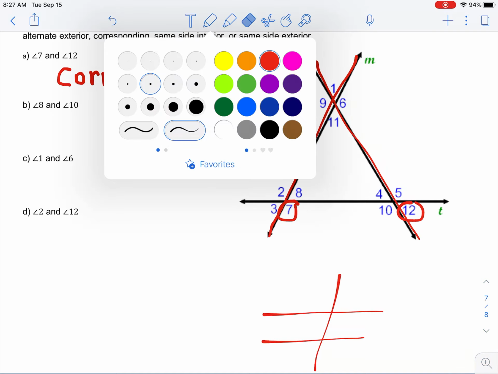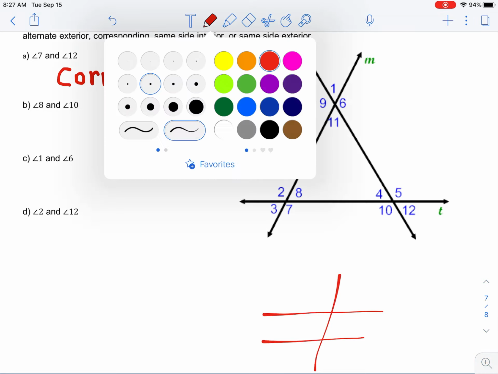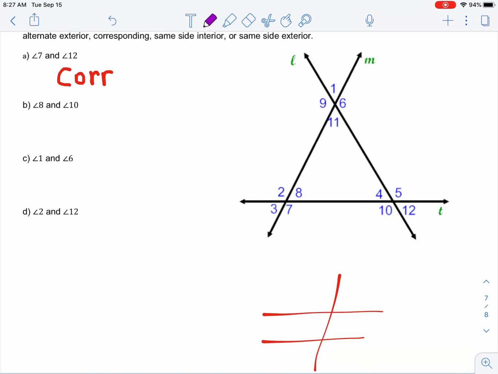So again, we want to go through the process and ask ourselves, are they both inside or both outside? If they're both inside, it's got to be one of the interiors. If they're both outside, it's got to be one of the exterior ones. If it's one of each, then it typically falls in the corresponding. All right, let's do 8 and 10. Here's a line, here's a line. 8 and 10 are both in between the two purple lines, so it's got to be something with interior. My options are same side interior or alternate interior. Are they on the same side of the line or do they alternate sides? They alternate, so we're going to call it alt interior.